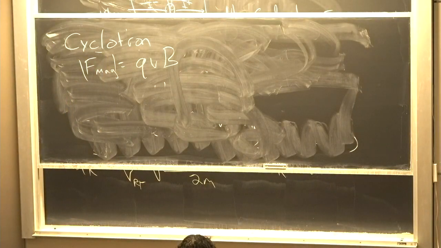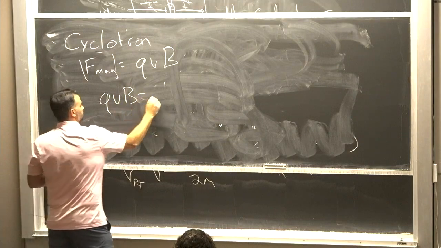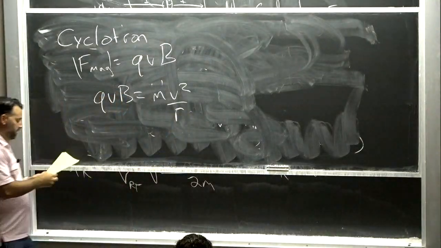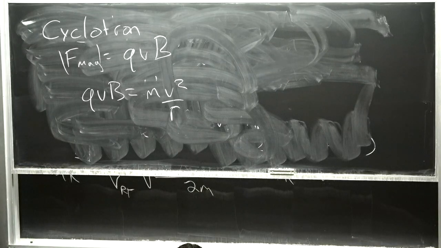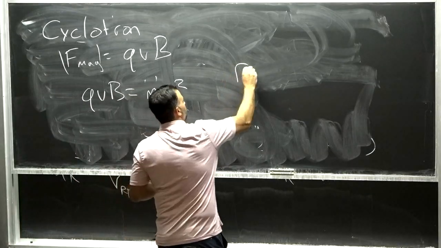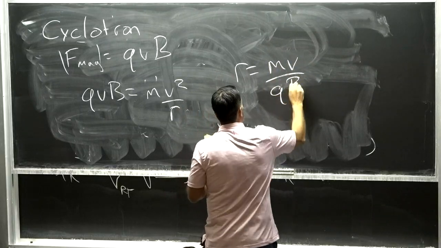And if I think about the particle's motion for this trajectory, so I'm going around, I'll have a central force. So I'll have my QVB equal to mv squared over r. I'll assume we're non-relativistic for a start. And what it tells us is that as I keep feeling this accelerating gap over and over again, the energy of the particle increases, so the velocity of the particle increases in the non-relativistic limit. And so therefore, my radius will keep increasing as mv over qB.